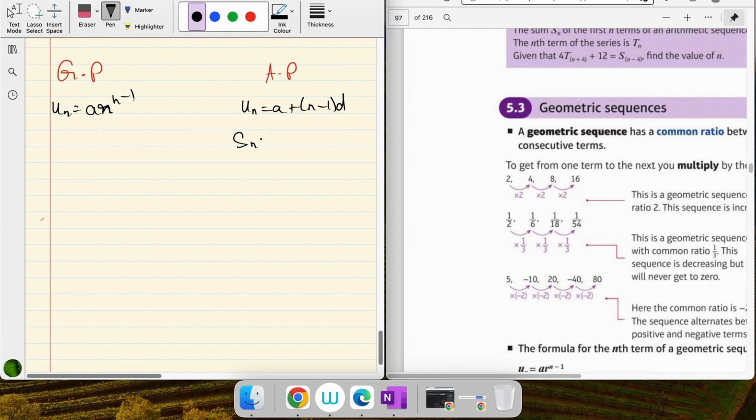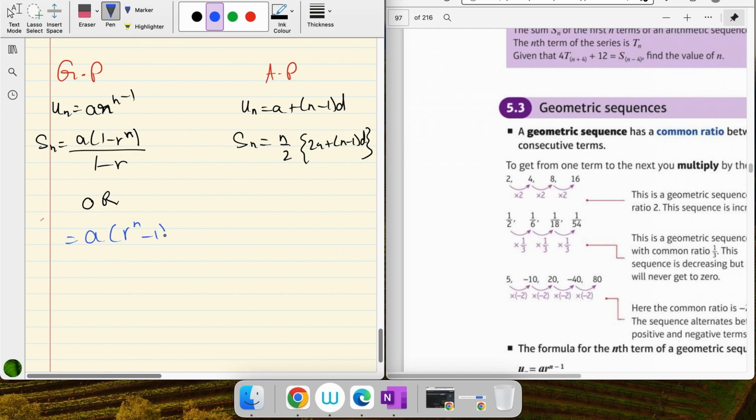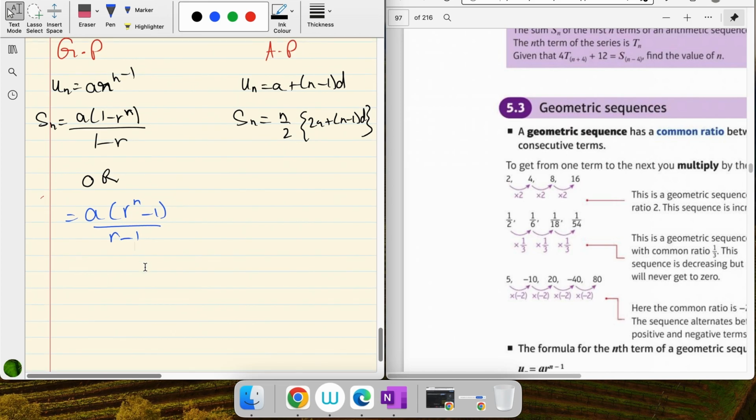On the other side, sum of terms was given by n by 2 into 2a plus n minus 1 into d, and sum of terms in GP would be given by a into 1 minus r raised to power n over 1 minus r. Or I'm writing two formulas, they're the same: a into r raised to power n minus 1 over r minus 1. I'll explain what r and a is.